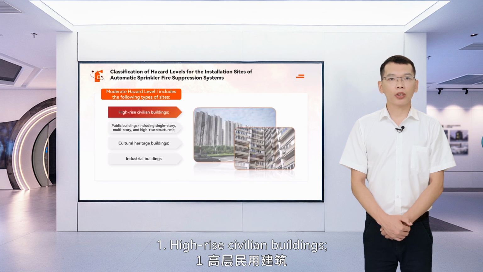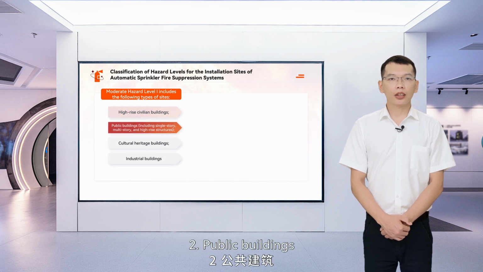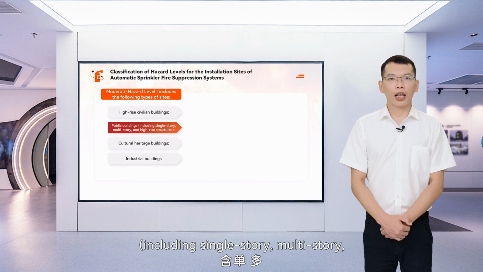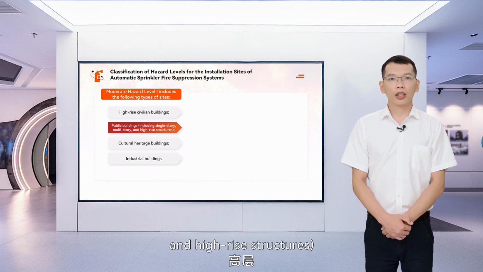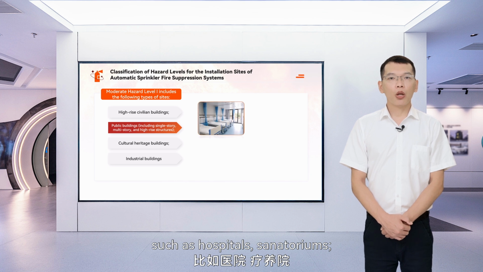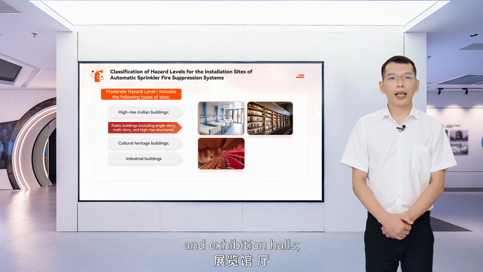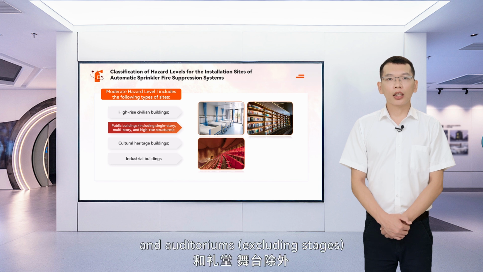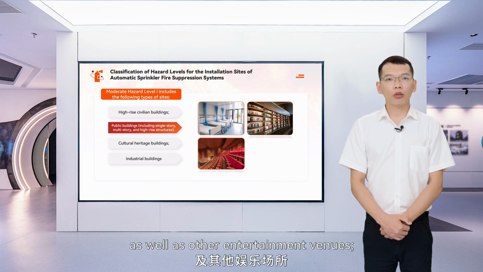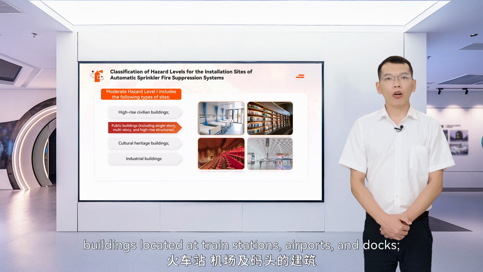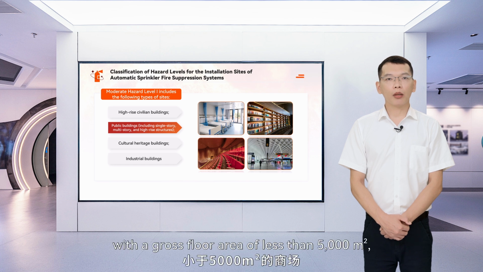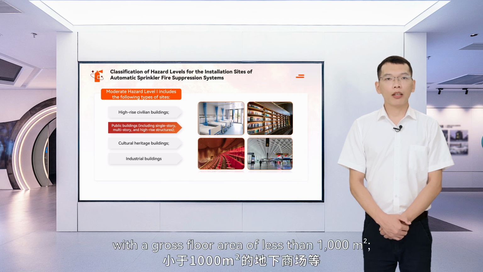1. High-rise civilian buildings. 2. Public buildings, including single-story, multi-story, and high-rise structures, such as hospitals, sanatoriums, libraries, excluding storage libraries, archives, and exhibition halls, cinemas, concert halls, and auditoriums, excluding stages, as well as other entertainment venues, buildings located at train stations, airports, and docks, shopping centers with a gross floor area of less than 5,000 square meters, and underground malls with a gross floor area of less than 1,000 m².